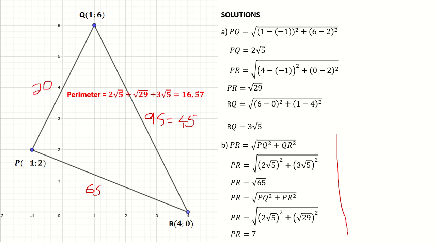And you realize that this is actually not a right-angled triangle, because whatever I try to do, it simply is not working at all. The longest side squared must be equal to the sum of the other sides squared, and that is not the case in this scenario.